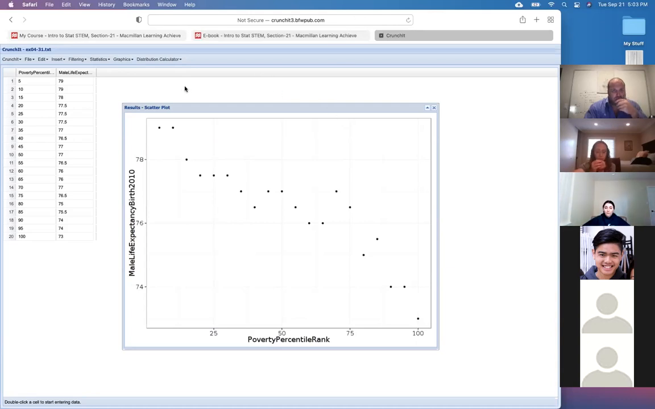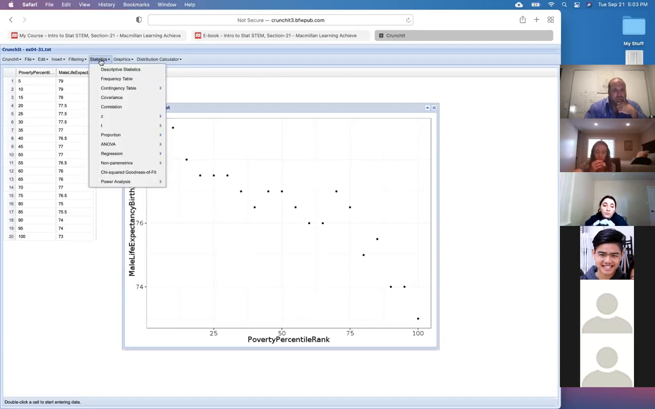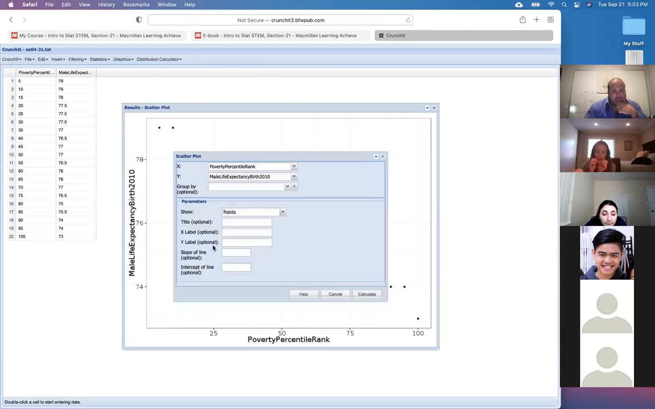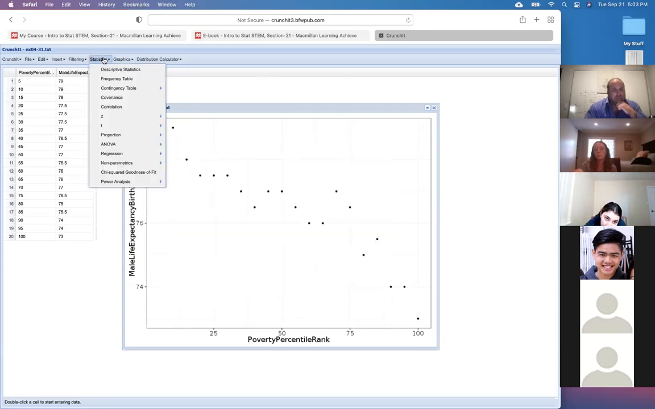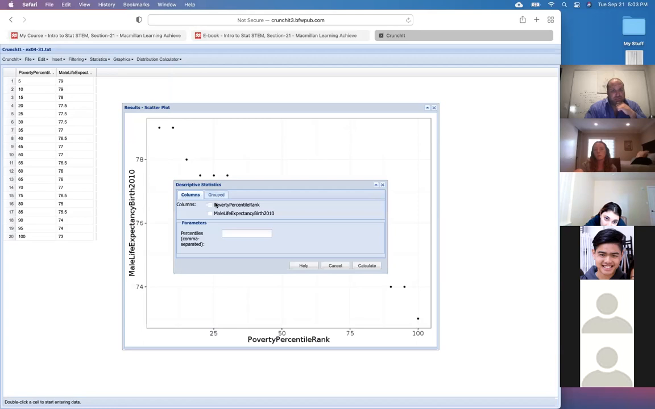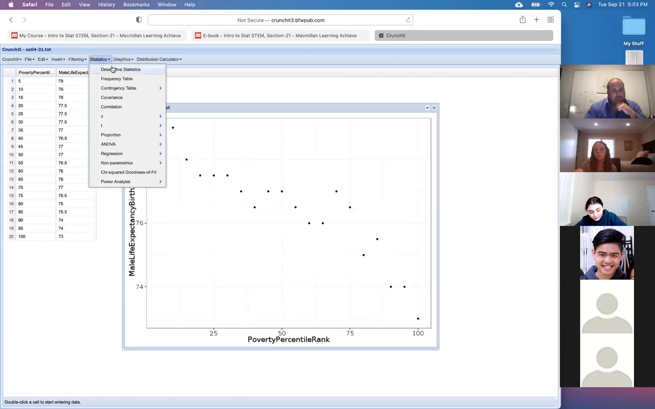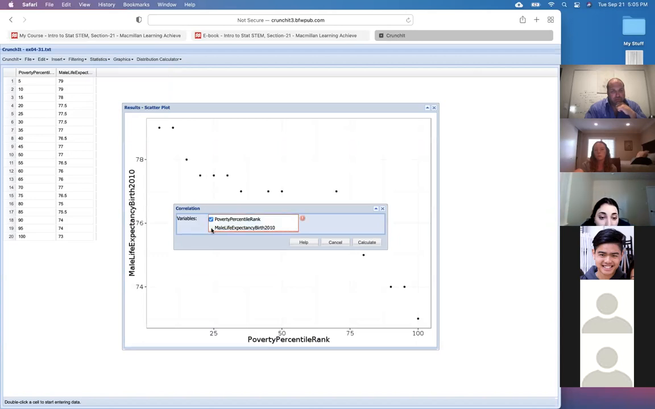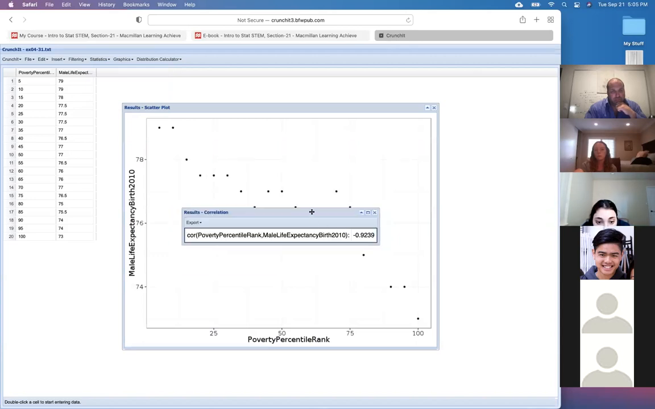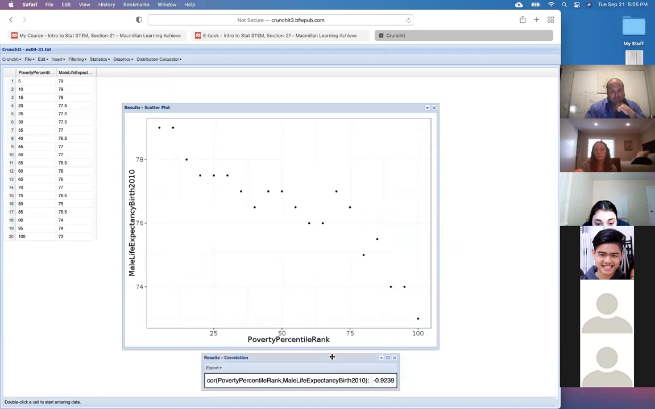No problem. Okay, so now we want to get numbers here. So I think it's going to be statistics. Let's find it, because with scatter plot, I didn't have a way of getting a value. Let's see, maybe it's descriptive. Columns. No, I don't think it's this. Oh, correlation right there. Here are my two variables. Let's calculate. So I have a correlation coefficient of negative 0.9239.